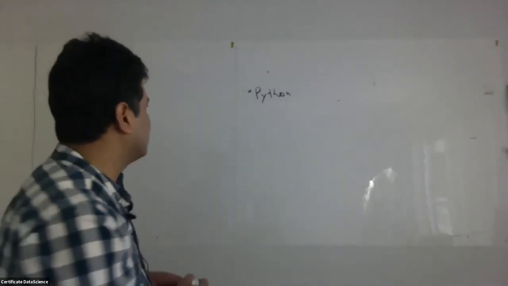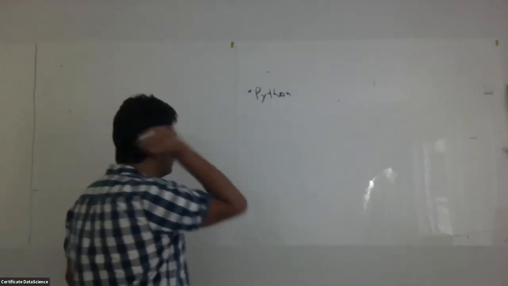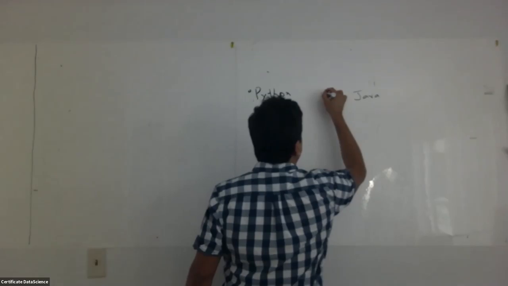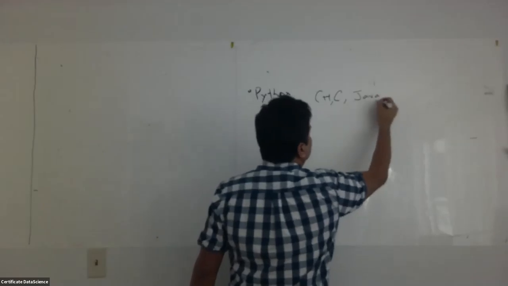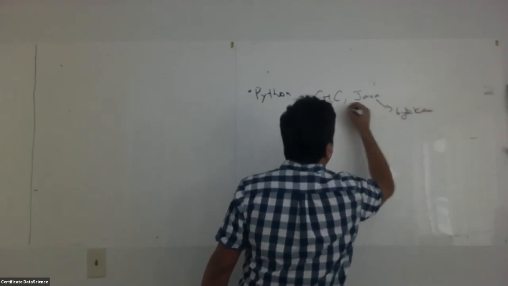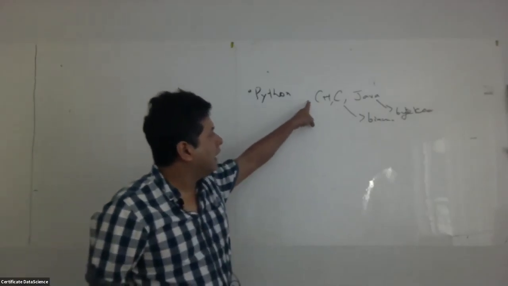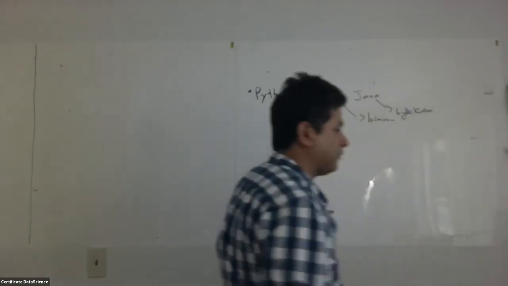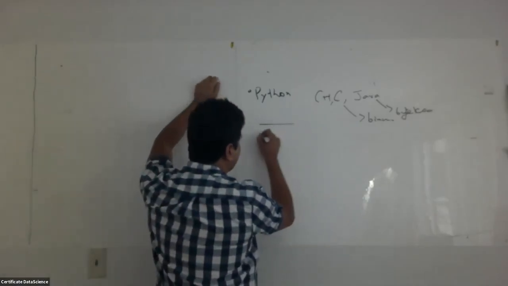Python is an interpreted language, unlike C or Java. Once you write code in C, C++, or Java, you compile it. Java goes into bytecode, C gets compiled into binary executables and so on, and then you get an executable and execute that. Python, on the other hand, is executed line by line.